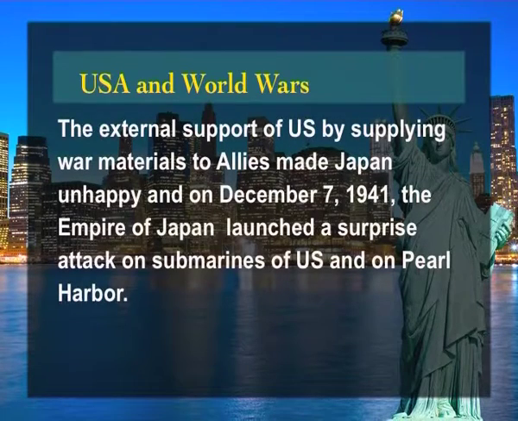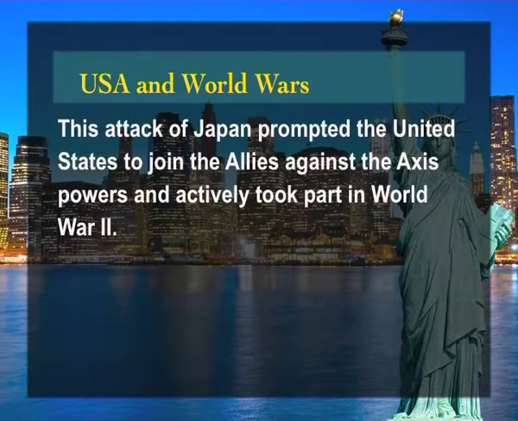The external support of the US by supplying war materials to the Allies made Japan unhappy, and on December 7, 1941, the Empire of Japan launched a surprise attack on the submarines of the US and on Pearl Harbor. This attack by Japan prompted the United States to join the Allies against the Axis powers and actively take part in the Second World War.